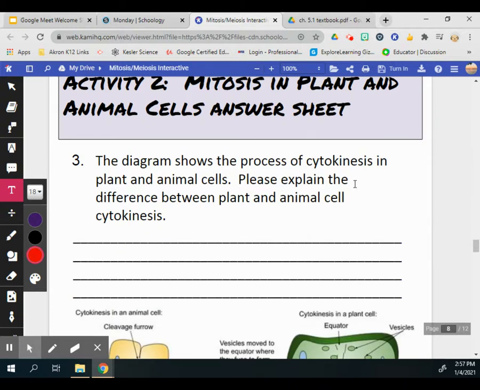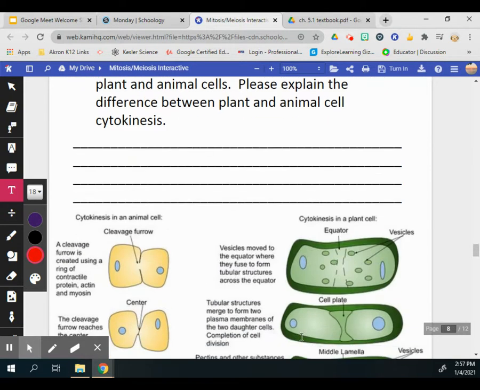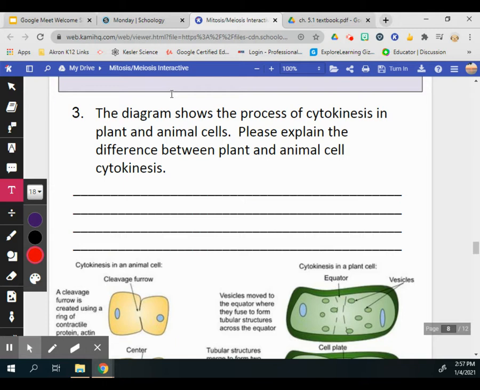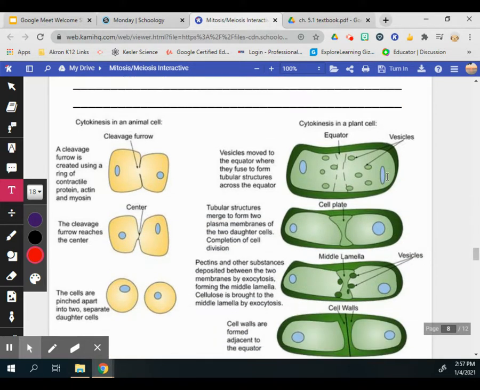And then number 3 here, it says the diagram below is going to show the process of cytokinesis. This is how the cells actually become 2 separate cells in plant and animal. It happens a little bit differently between the 2 types of organisms. So you're going to explain what the differences are. So let's take a look at these 2 pictures. We have cytokinesis in an animal cell on the left and in a plant cell on the right.